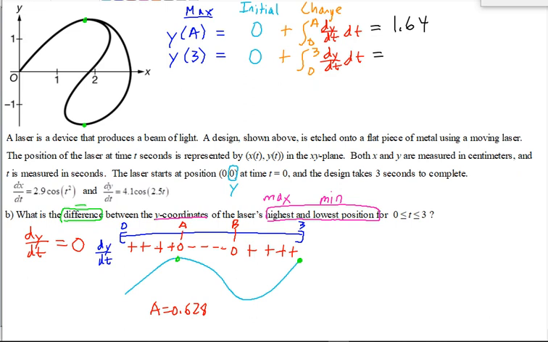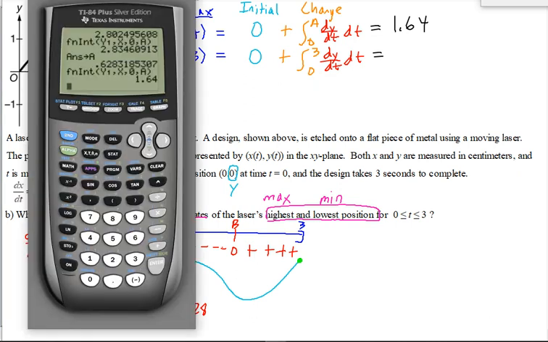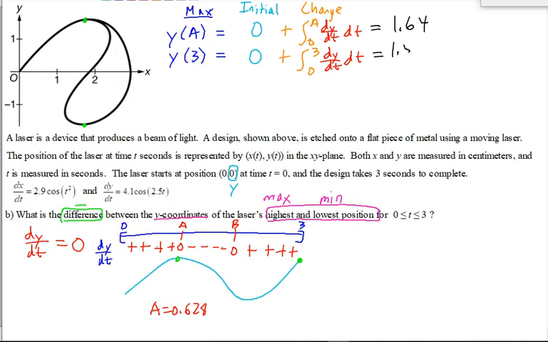And let's do the same thing for 3, and what you can do is just copy and paste here, or sorry, second entry, and then just go back here and change the A to a 3. And we get 1.538. So we're looking for the larger one. So there's our maximum value, 1.64.